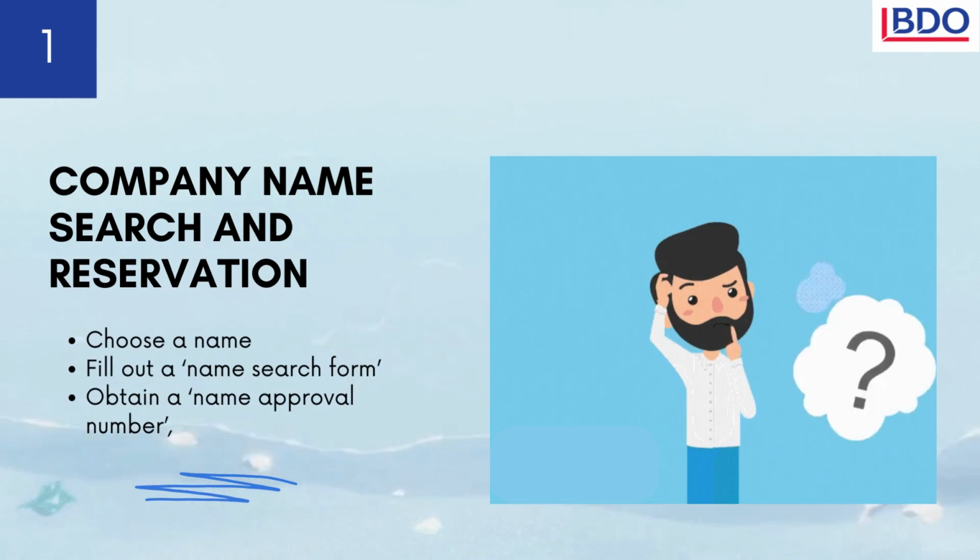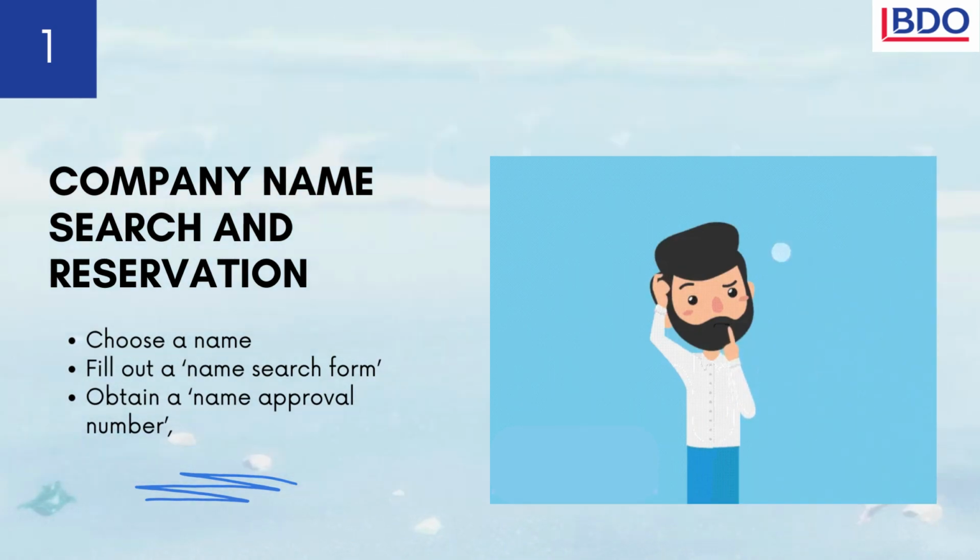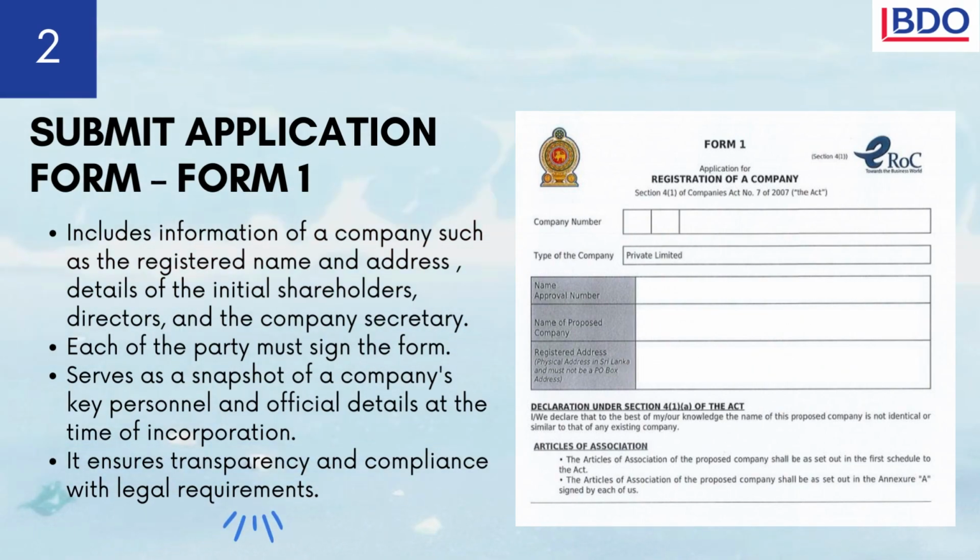In the first step of incorporating a limited company, you need to choose a name for your company. This name is crucial as it represents your brand and identity. Once you have selected a name, you must fill out a name search form and submit it to the Registrar of Companies. This form will be reviewed by the Registrar to ensure that your chosen name complies with the necessary regulations and is not already in use by another company. After a thorough evaluation, you will receive a name approval number, which indicates that your chosen name has been officially approved.